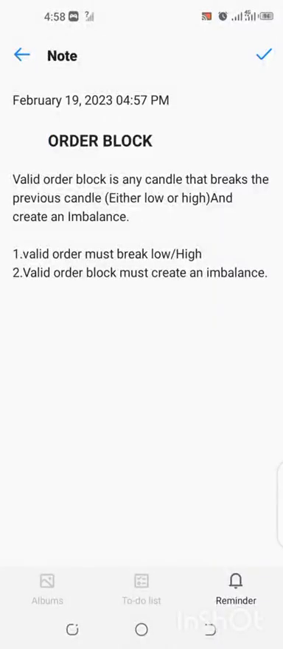Today I'll be talking about order block. What is an order block? An order block is any candle that breaks the previous low or high of the previous candle and creates an imbalance. We've had a lot of definitions about order block.